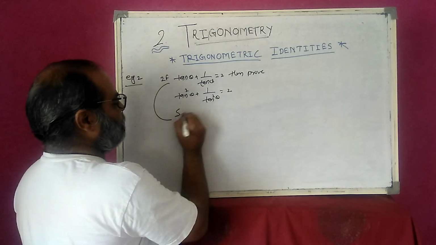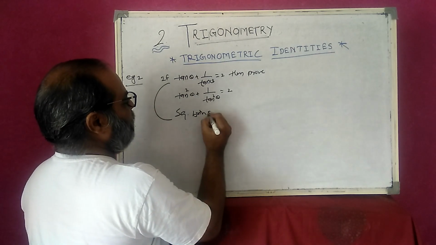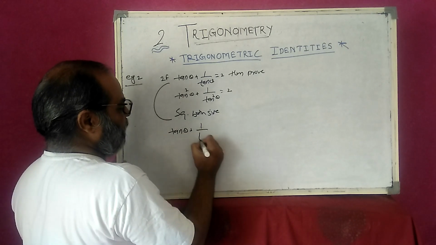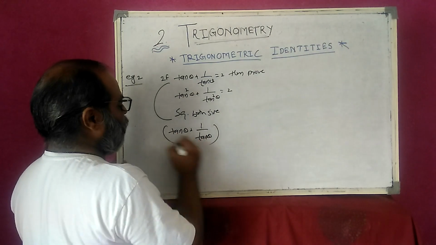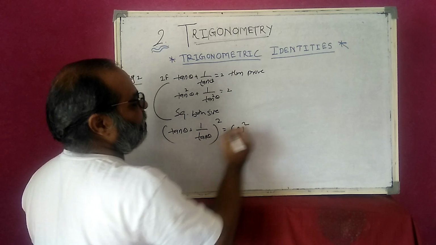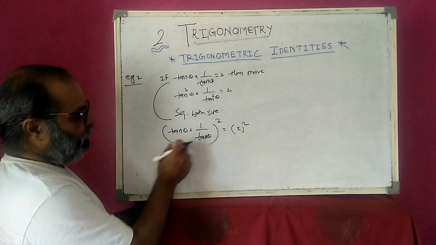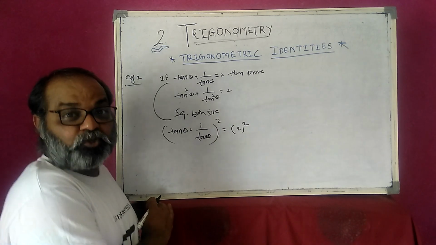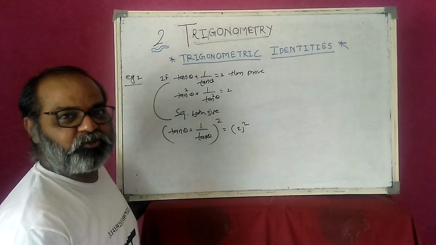Now, I just square both sides of the equation. So here, (tan theta plus 1 upon tan theta) whole square is equal to 2 square. It's very simple. Now apply the basic identity: (a plus b) whole square is equal to a square plus 2ab plus b square.